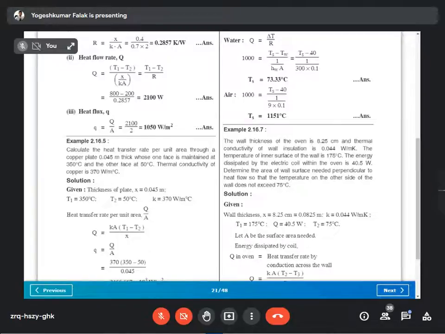Whatever the quantities given, make all the units the same. Thermal conductivity of the wall insulation is 0.044 Watt per meter Kelvin. The conductivity is in meters and your power is in watts, so the thickness also has to be in meters. Convert 8.25 centimeters into meters, which is 0.0825 meter.